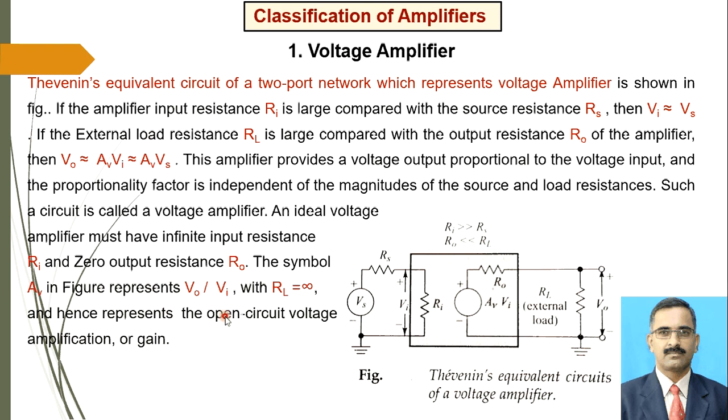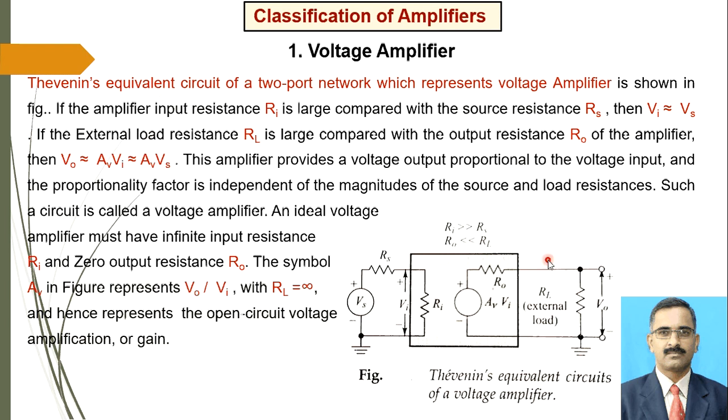So whenever you have high input resistance and low output resistance, at that time Vs is nearly equal to Vi, and V0 is nearly equal to AV into Vi, or nearly equal to AV into Vs. At that time, this kind of amplifier is called the voltage amplifier. Why? Because the output voltage is proportional to the input voltage. So this is the voltage amplifier.